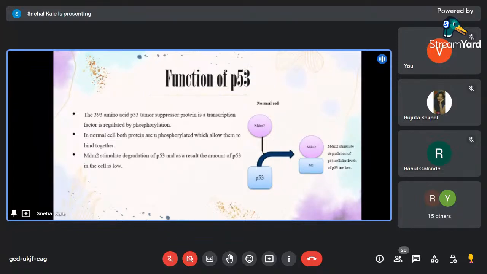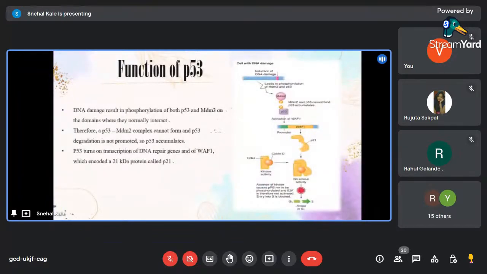If the concentration of P53 is high, the cell cycle will stop in a normal cell. But if it is low, then it will pass all the checkpoints and MDM2 stimulates the degradation of P53. In a normal cell, both proteins are unphosphorylated. Next, DNA damage in the cell leads to phosphorylation of MDM2 and P53, and they cannot bind to each other.